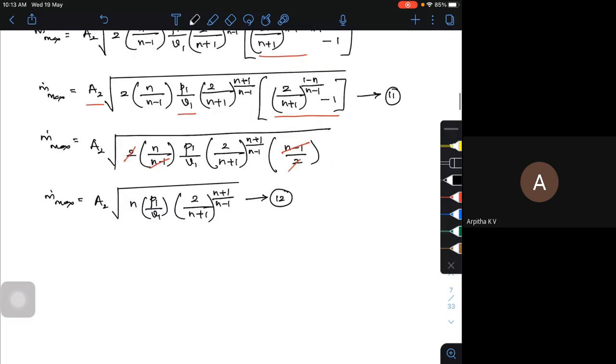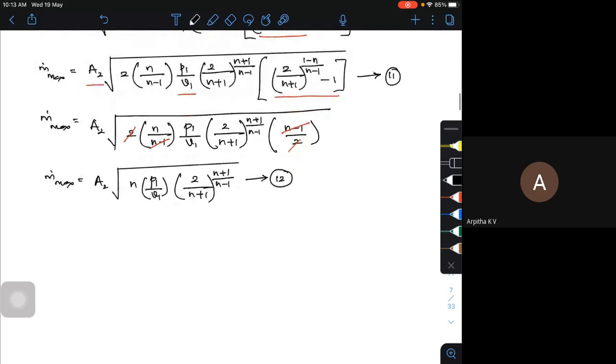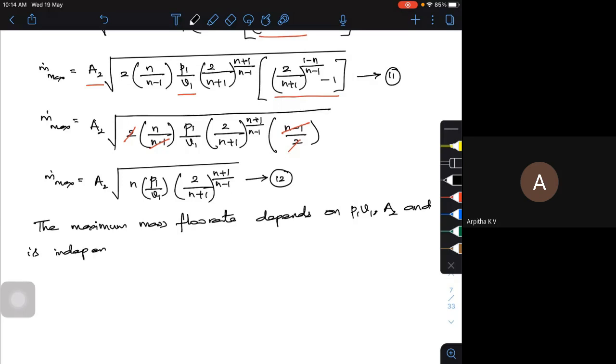Whatever it may be, if you look at this equation, the maximum mass flow rate or discharge depends, from equation 11 or equation 12, on your P1 and V1, that is inlet pressure and specific volume, and the exit area or throat area, A2, and is independent of the exit pressure P2.